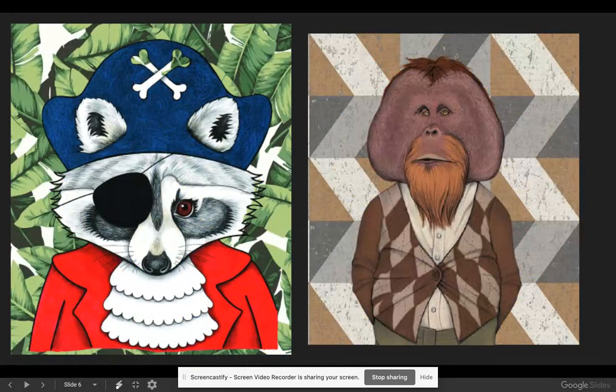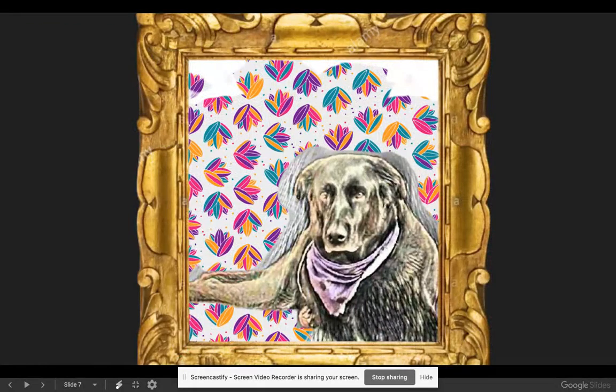So here are some other examples of dapper animals. And that's my dog that I made into a dapper animal with a fun background. And he's got a fancy scarf.